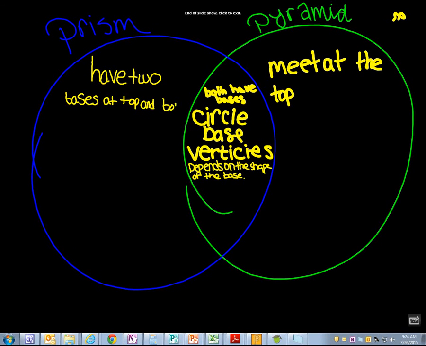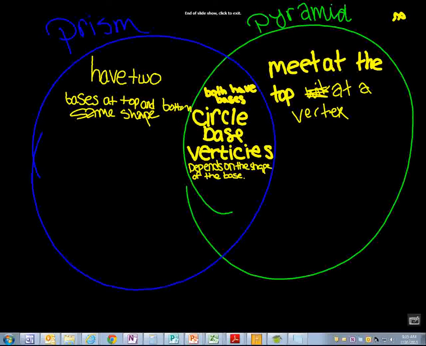Have two bases at top and bottom. Good. That's fine. Top and bottom. Here you go. So they both have a base at top and bottom, same shape. Right? That is the same shape. The pyramid, meet at the top at a vertex. That's better. At a vertex. Good. How about triangular sides?